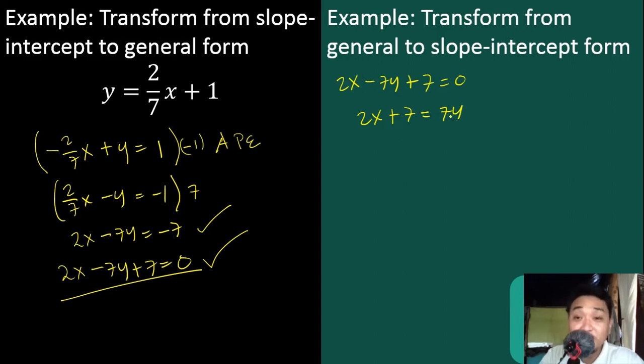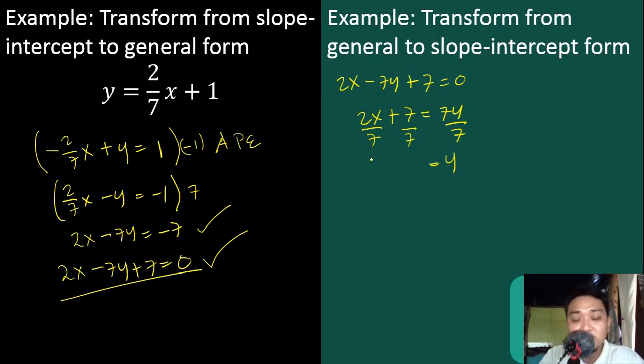And syempre may 7 pa tayo, so let us divide everything, every term by 7. Let us divide this term by 7. Let us divide this by 7. Let us divide this by 7. Is that allowed in math? Yes, that is allowed in math. So, 7 divided by 7 is 1. No need to write 1. So, ang naiwan na lang is y.